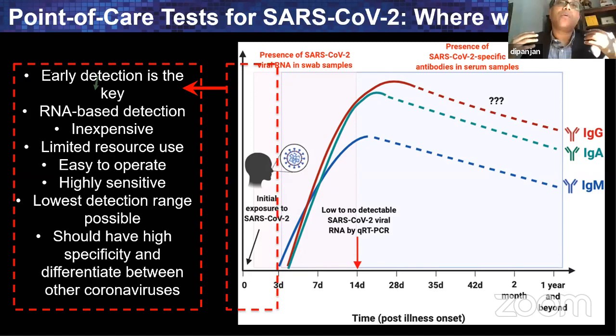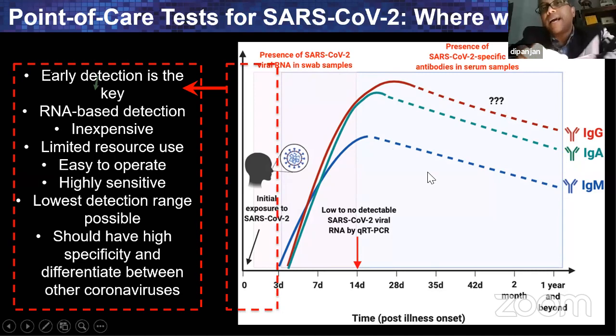Our human system is really made in such a way that any foreign body, any foreign subject that enters our body, our immune system will react to that. And then it will start developing antibodies to tackle that infection. So all these antibodies, like IgG, IgA, and IgM, are in response to the SARS-CoV-2 virus.